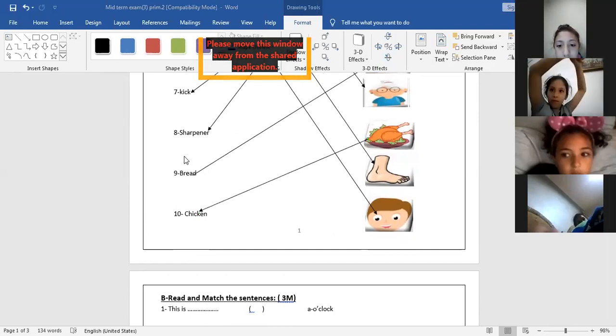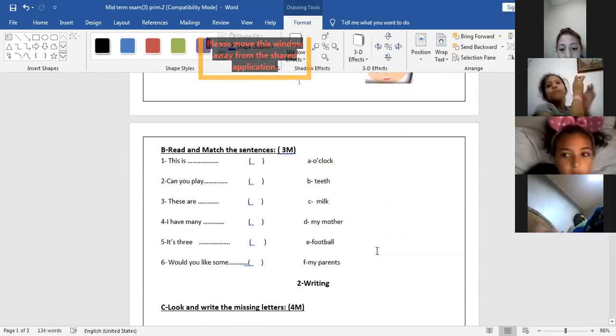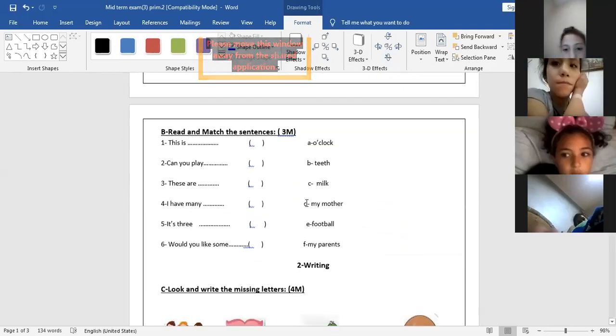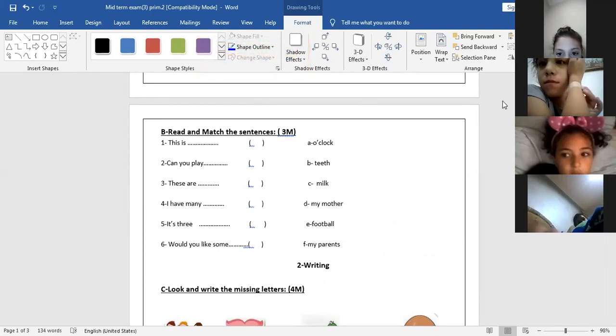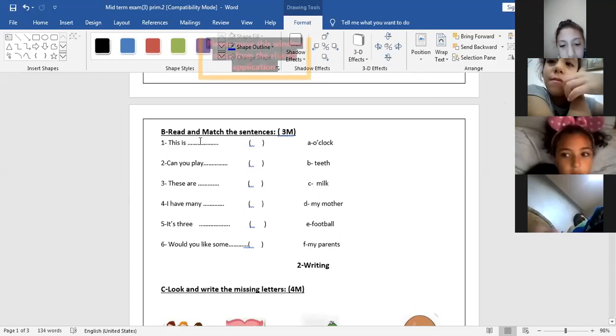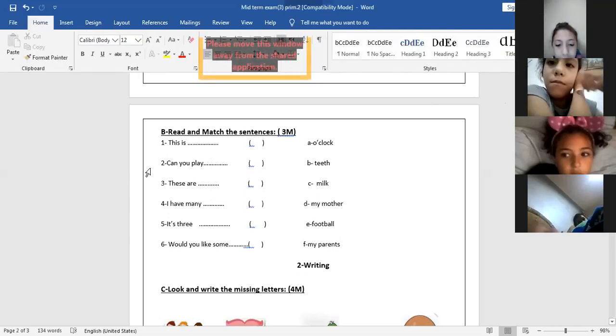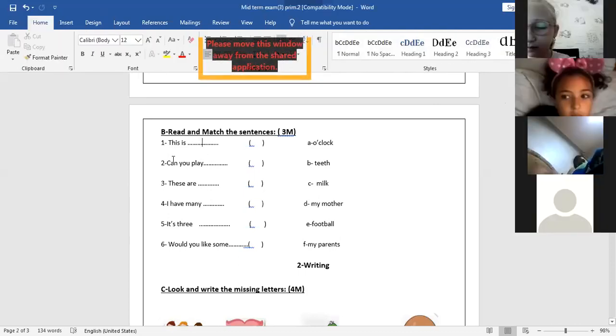In the second question, as you know, you have to match the sentence with the appropriate word. Okay, let's start with Sinin. Sinin, hello. This, as a form, should be followed by singular or plural? Singular. Singular, excellent.